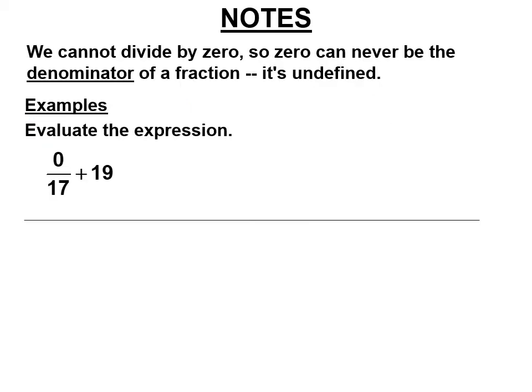We cannot divide by 0, so 0 never can be the denominator of a fraction. It's undefined. I think we've talked about that. But 0 over 17 is 0. So this is 0. We do the division here, and you get 0 plus 19. You get 19.